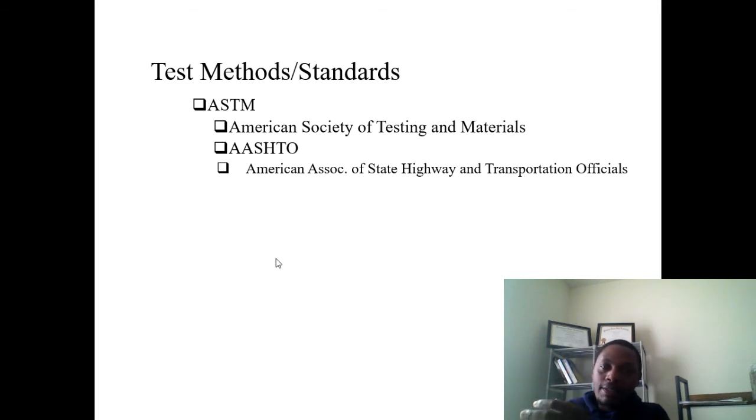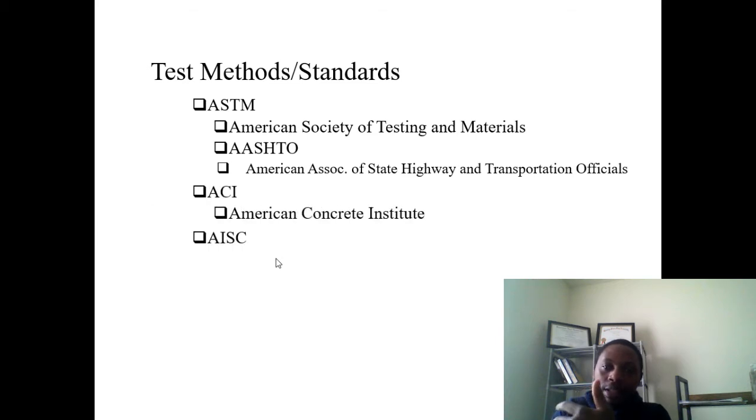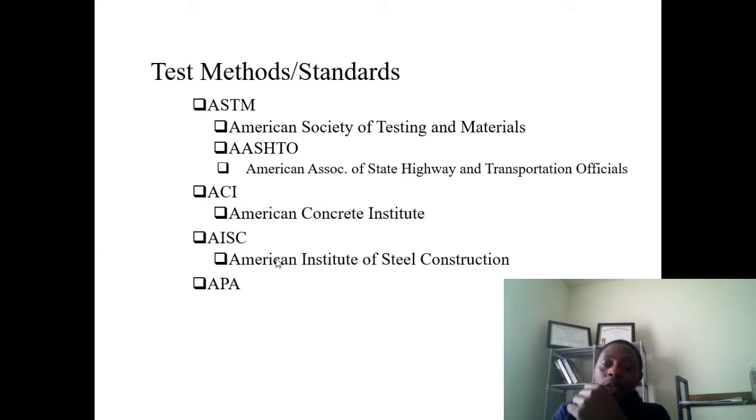For example, the ASTM is the American Society for Testing and Materials, and AASHTO is the American Association of State Highway and Transportation Officials. So all these you need to know what those acronyms stand for and what their main agenda is, whether they're meant for specific material or they're meant for specific projects.